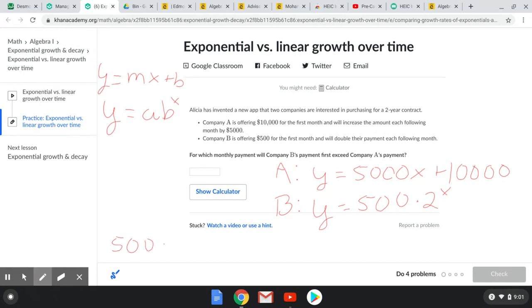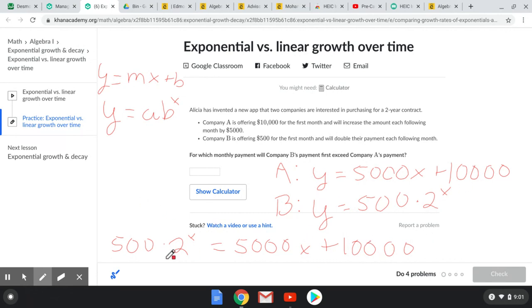So I have 500 times 2 to the x equals 5,000x plus 10,000. Since I'm looking for the place where they cross, since that's the only point that I care about on the graph, I can simplify this as much as I can, and that will not change the x value of where they cross on the graph. So it won't change what I'm looking for if I set them equal to each other and simplify as much as I can.